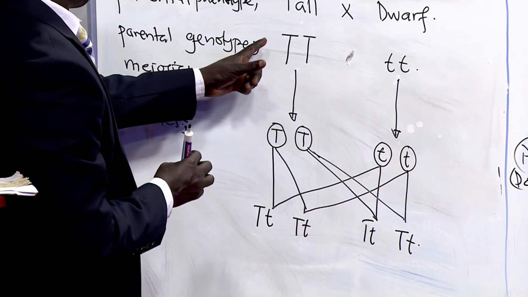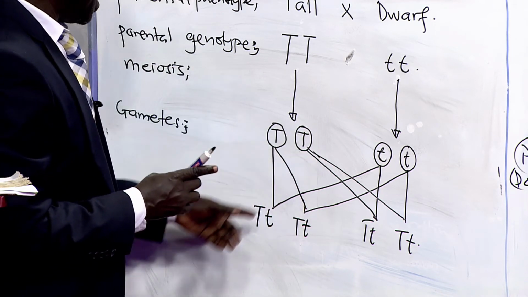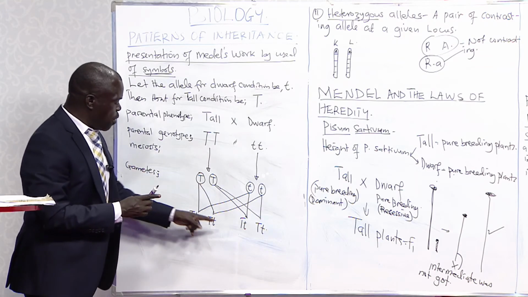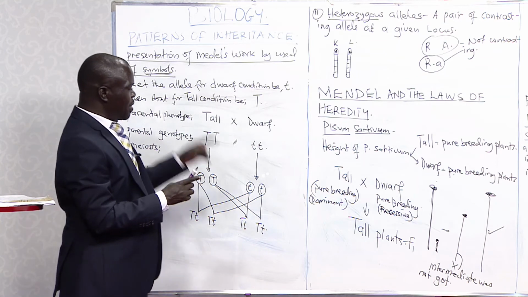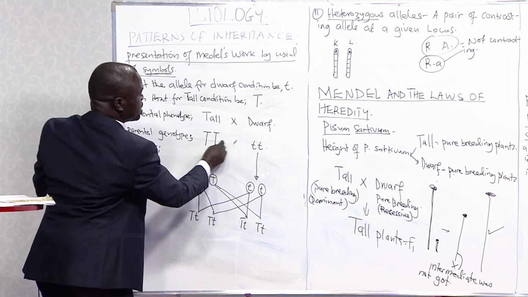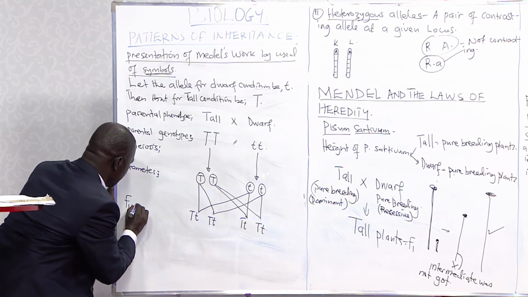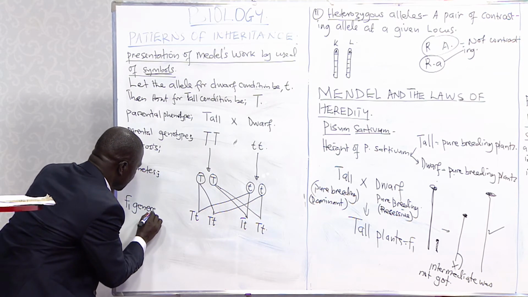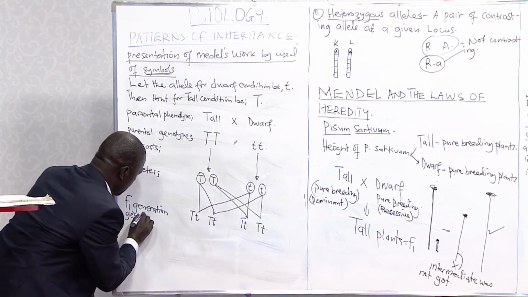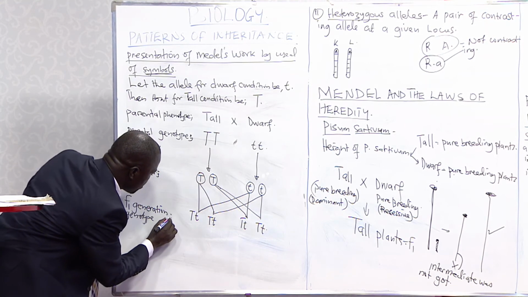So meaning, are they still parental genotypes? No. After fertilization, you do not form parents again. What do you form? You form the offspring. Now the offspring are the ones we first call the F1 generation, because these were contrasting. So this will be called the F1 generation. F1 generation genotype.